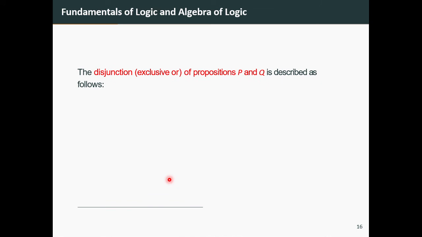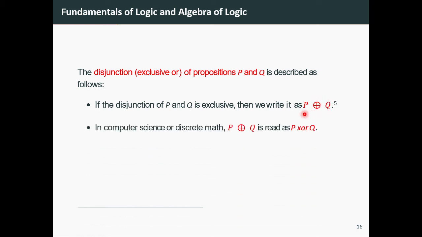Okay, for the next type of disjunction, we have the exclusive OR. The exclusive OR of propositions P and Q is described as follows. If the disjunction of P and Q is exclusive, we write this in symbols as this one. In computer science or discrete math, this symbol is read as P XOR Q.